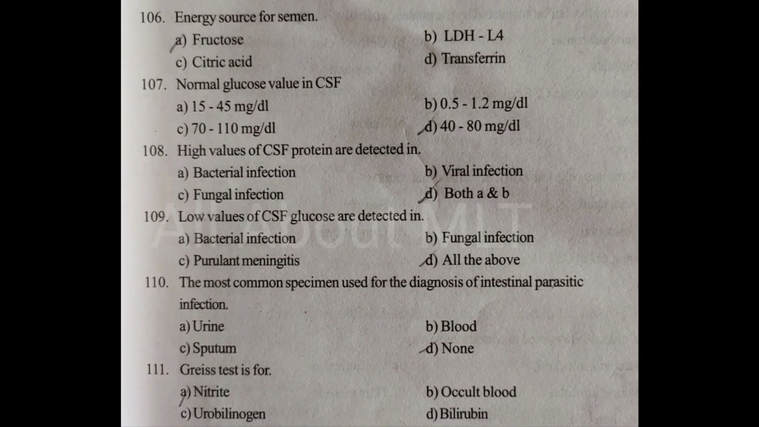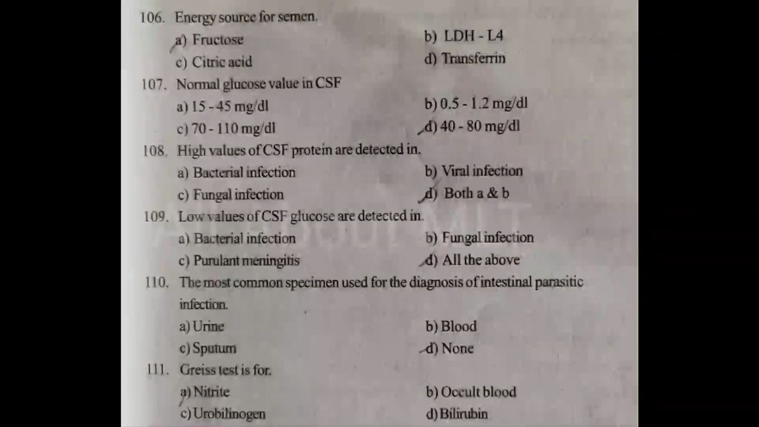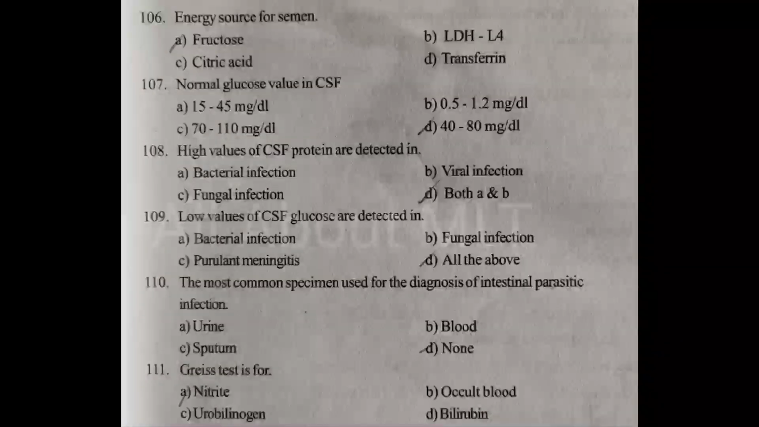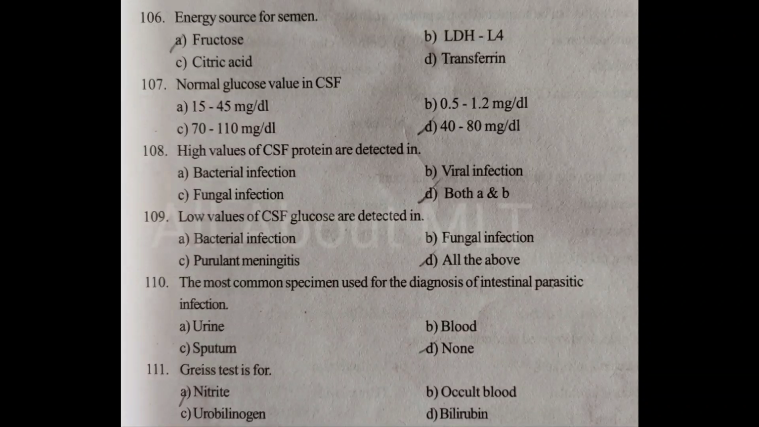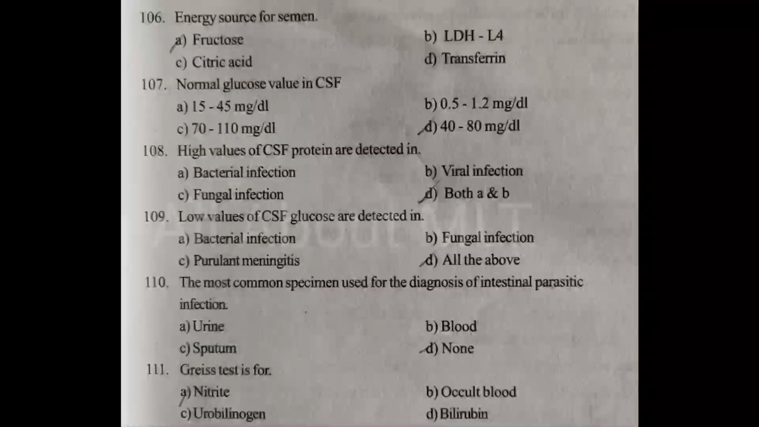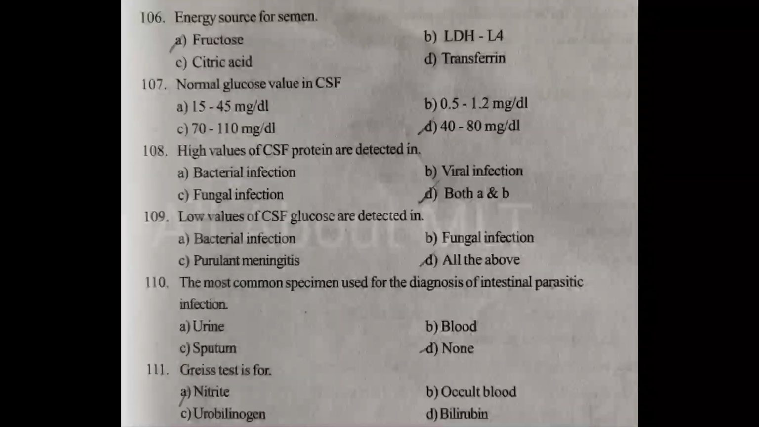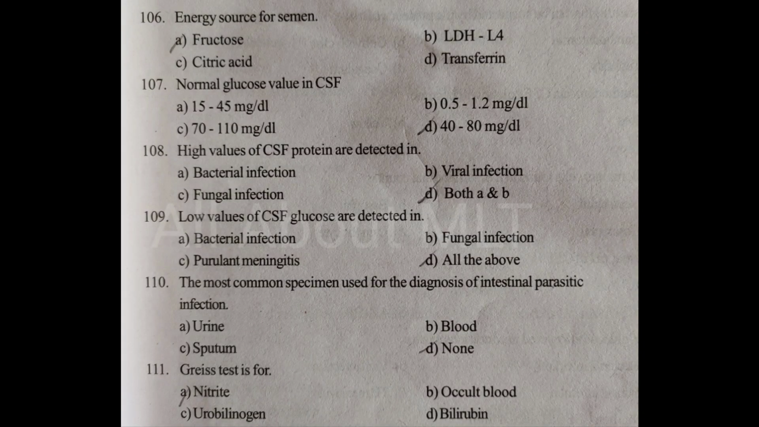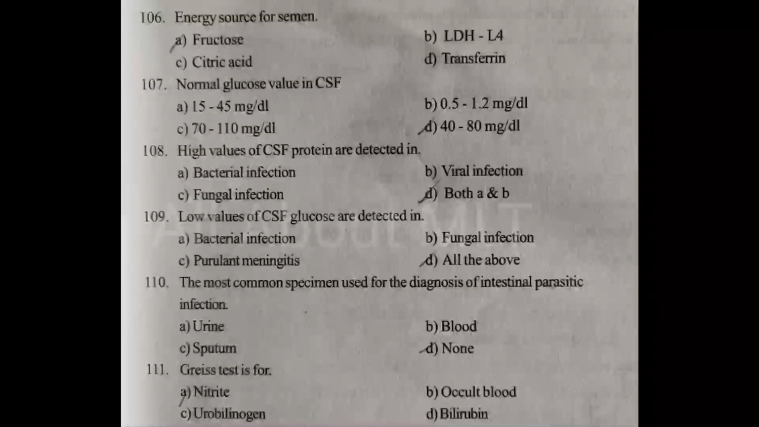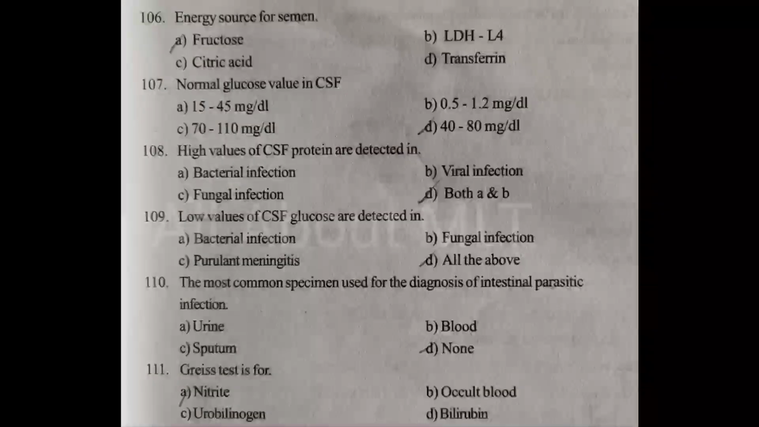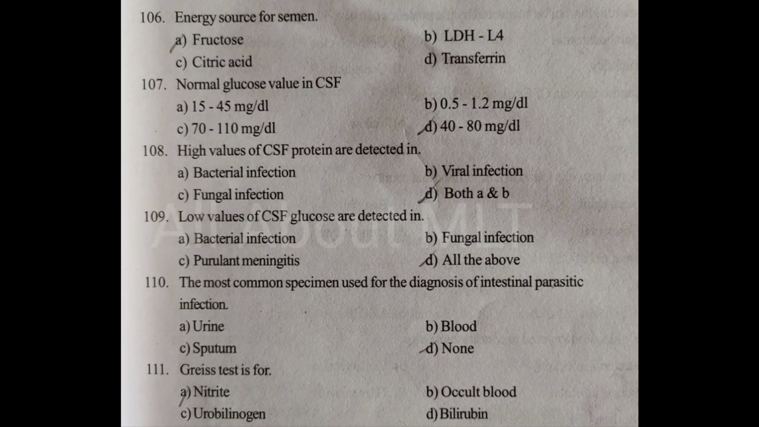High values of CSF protein are detected in option A bacterial infection, option B viral infection, option C fungal infection, option D both A and B. And the answer is option D both A and B. Low value of CSF glucose are detected in option A bacterial infection, option B fungal infection, option C purulent meningitis, option D all of the above. And the answer is option D all of the above.